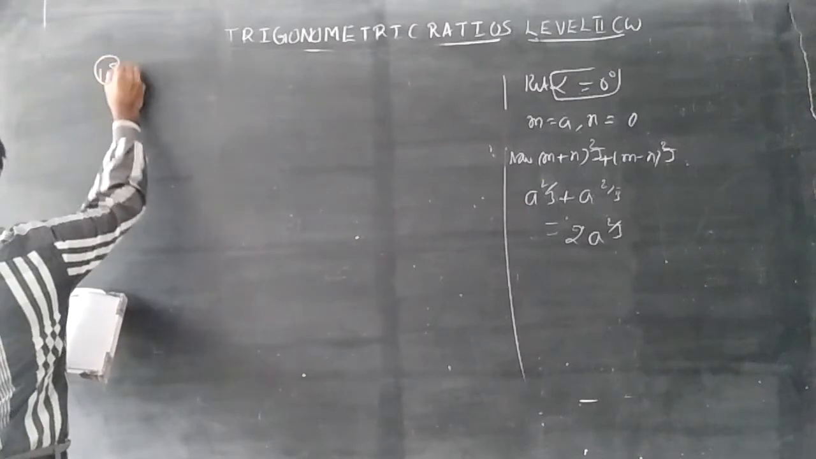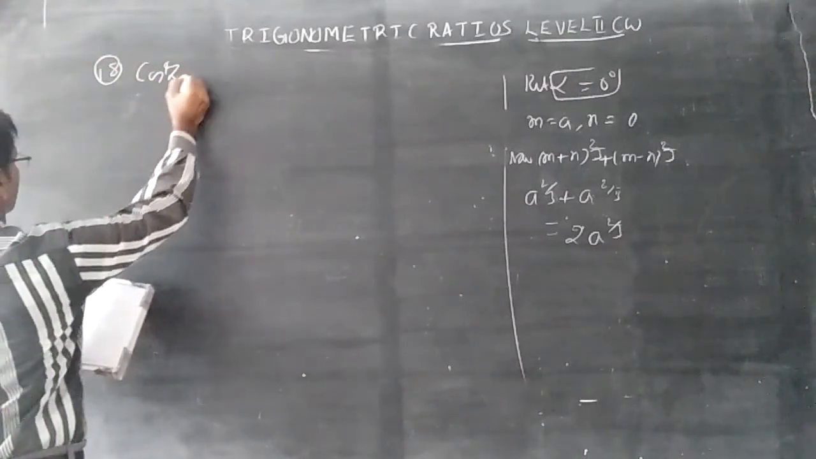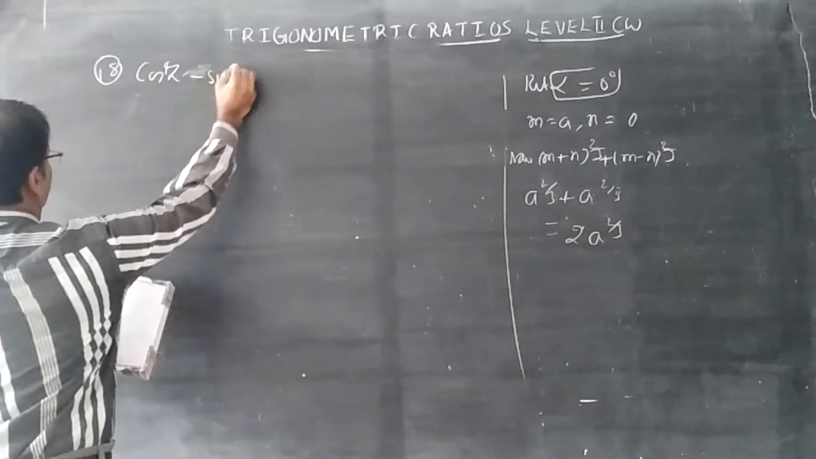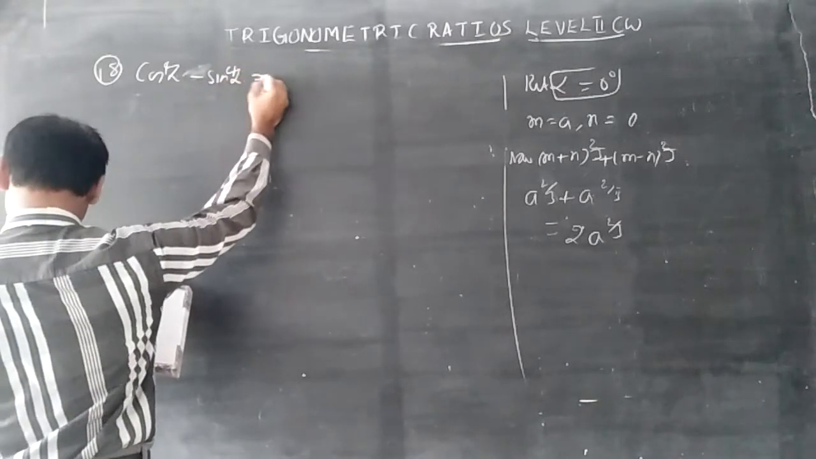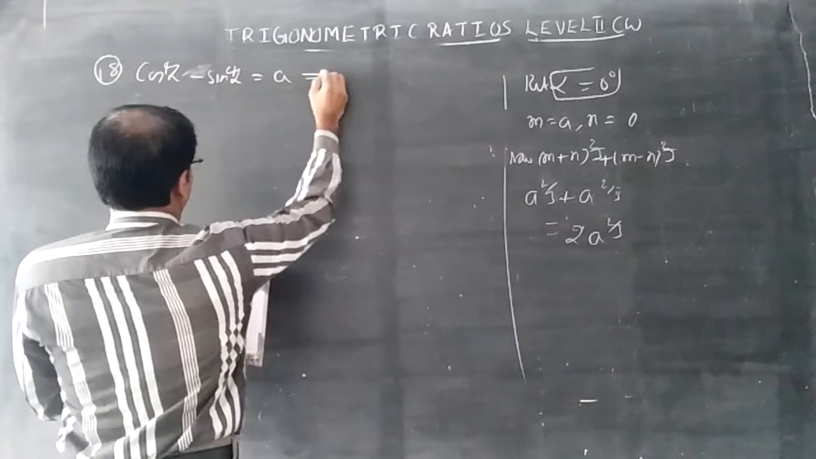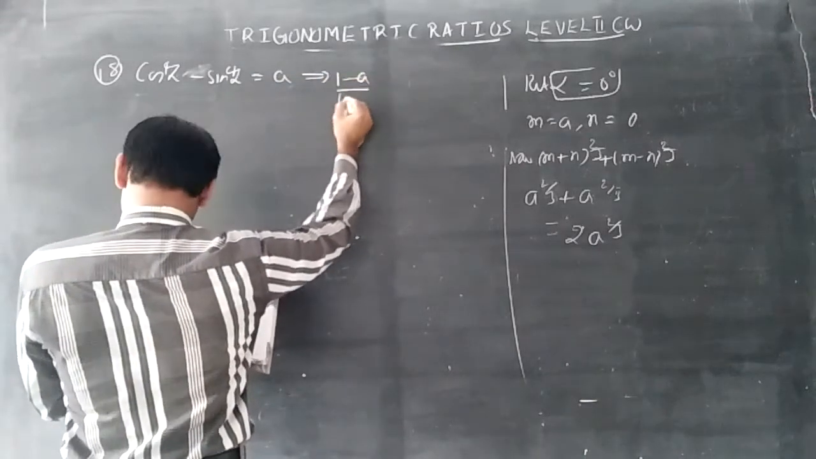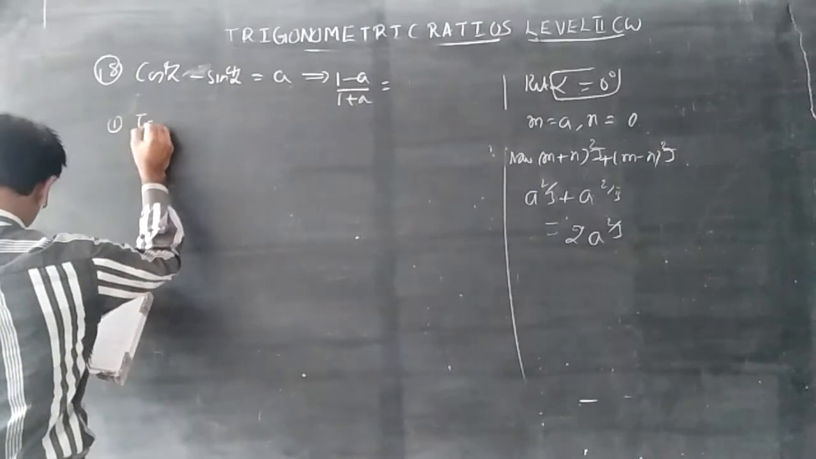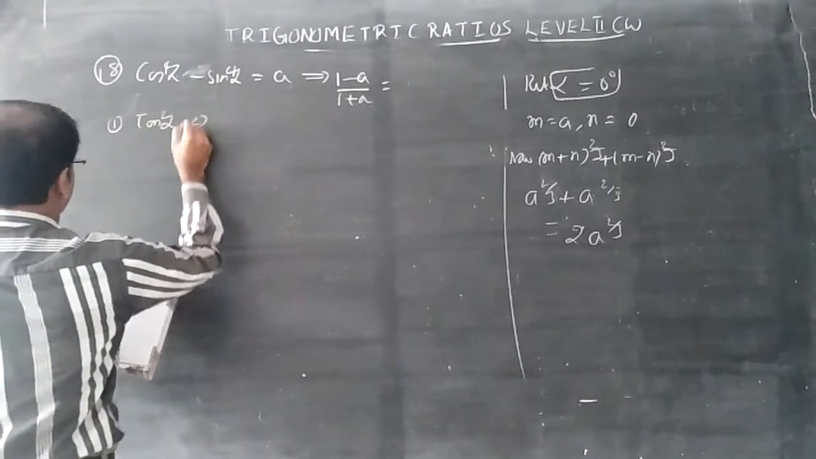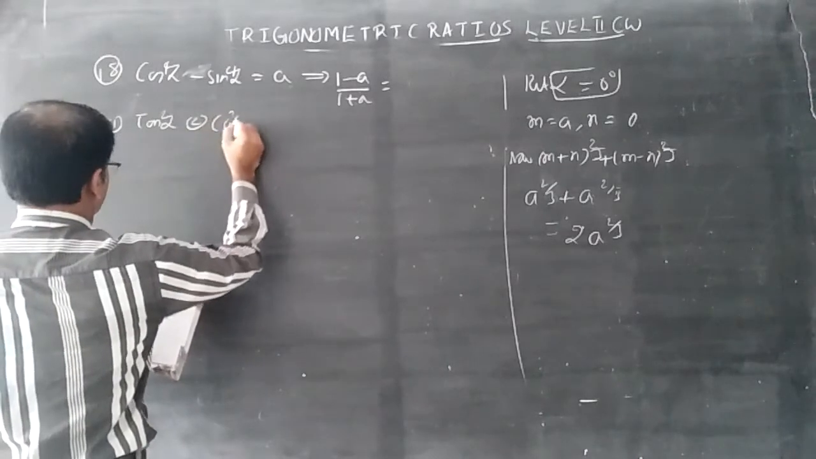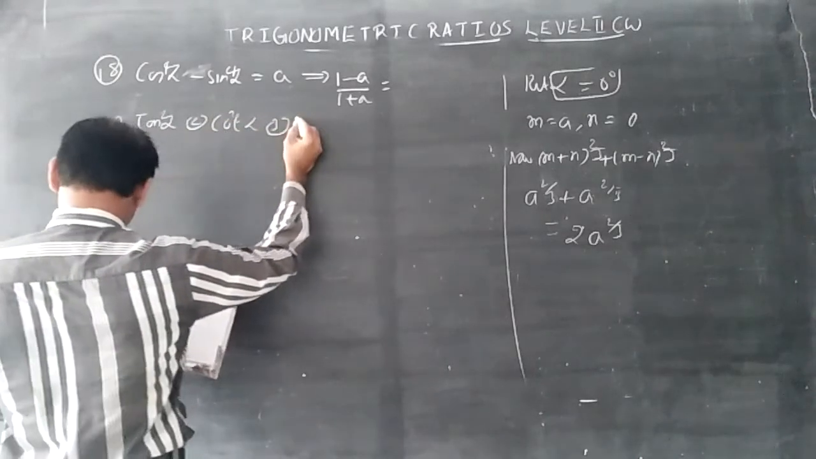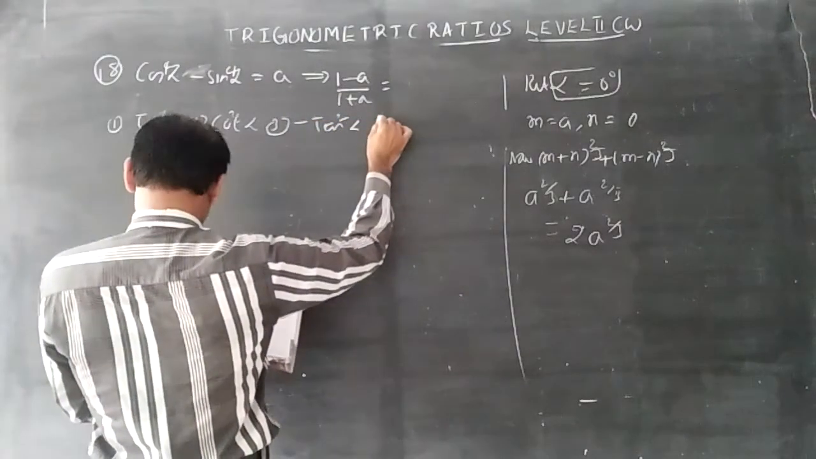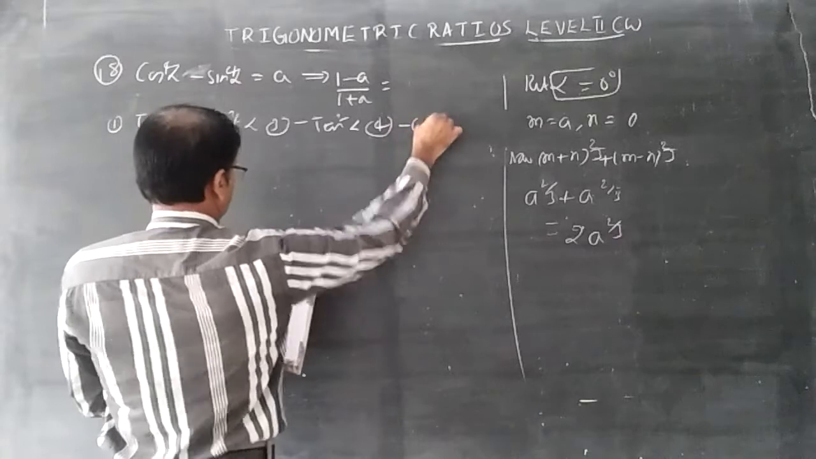Next one, 18th one. Cos power 4 alpha minus sin power 4 alpha is equal to a, then (1 minus a) by (1 plus a) is dash. First one tan square alpha, third one cot square alpha, second one minus tan square alpha, and minus cot square alpha.